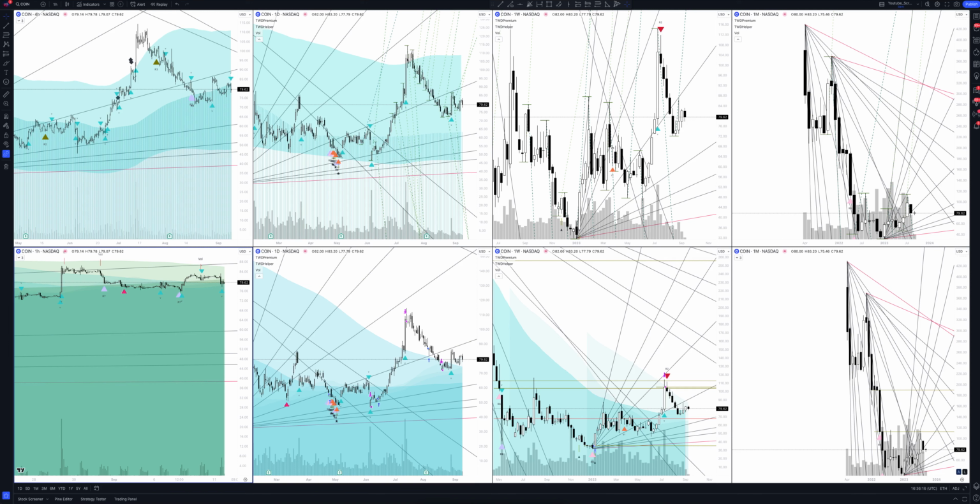Today we will take a look at Coinbase stock. Let's analyze the market situation and find out how you can make money on it. Let's start.